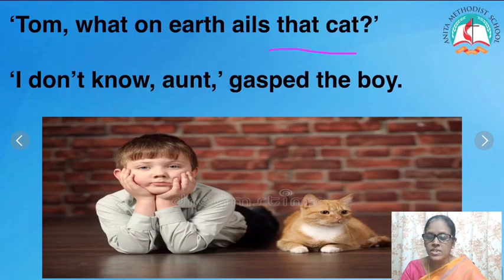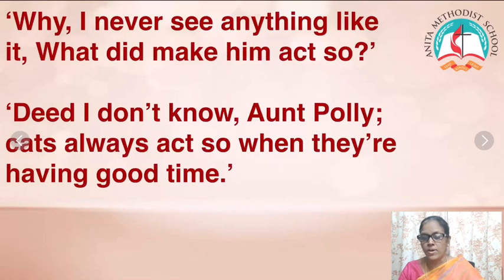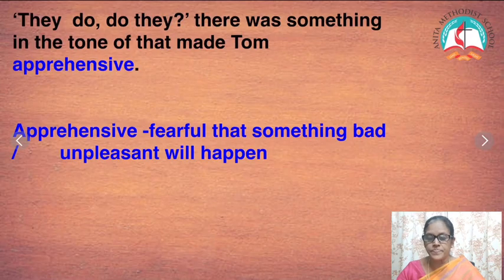"Tom, what on earth ails that cat?" she's asking. "Tom, I don't know, Aunt," gasped the boy. "Why, I never see anything like it. What made this cat act like this?" He's telling, "I don't know, Aunt Polly. Cats always act so when they are having a very good time. When they are in a good mood, they will do all this," he says.